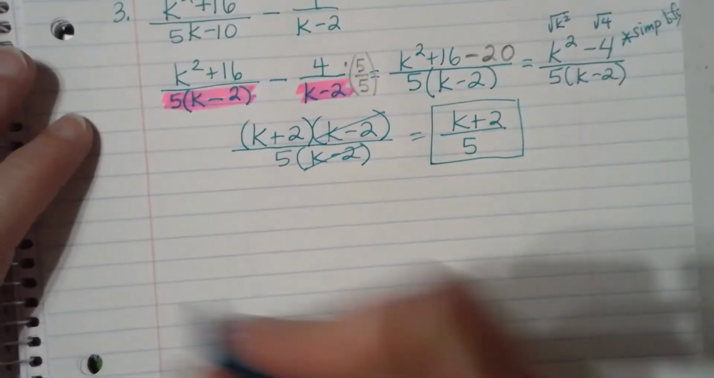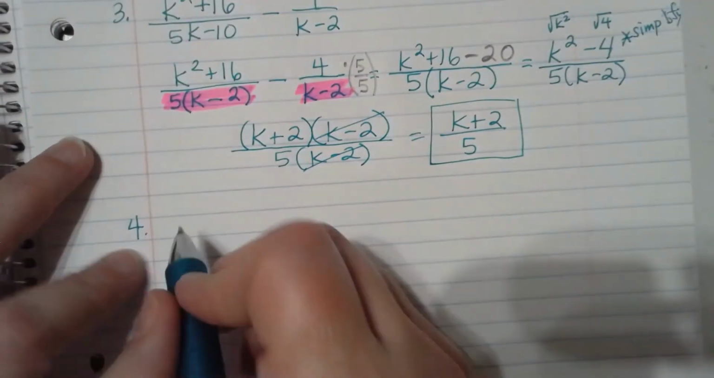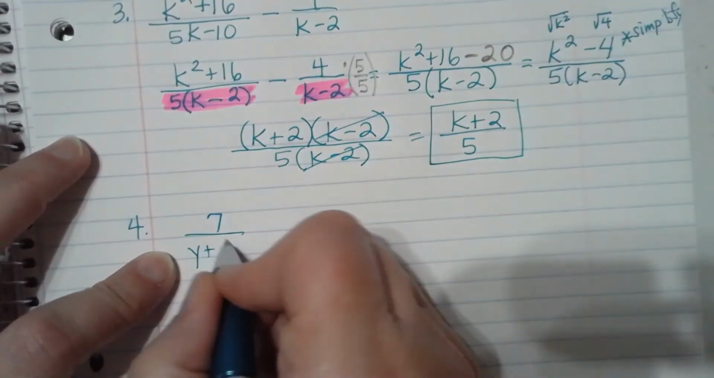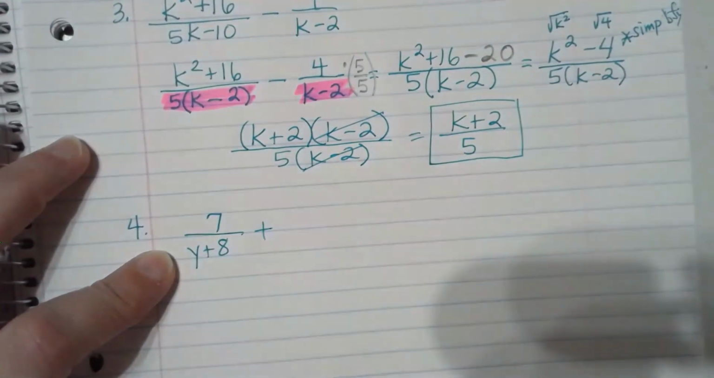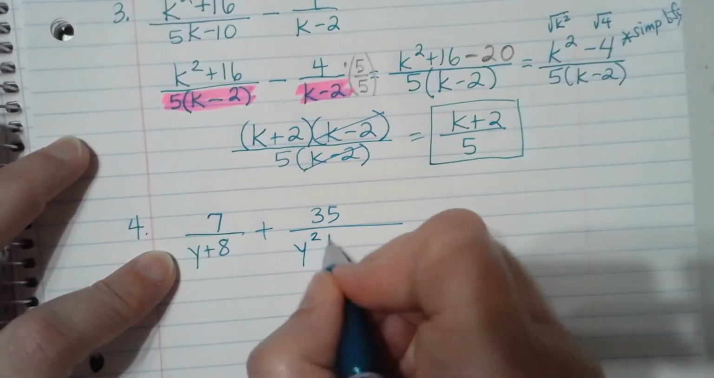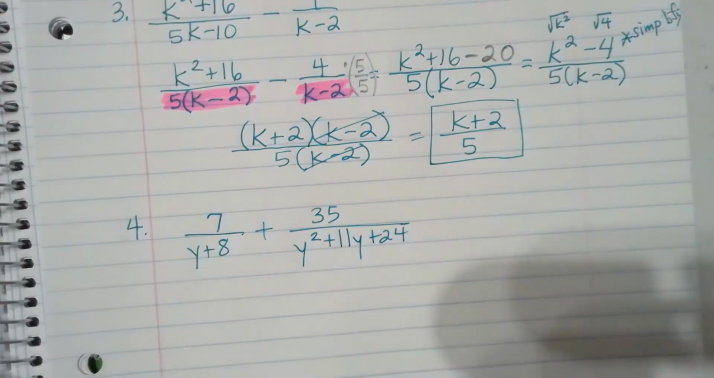All right, a couple more just because this is brand new. It's got a couple extra steps. All right, so this one is going to say 7 over y plus 8 plus 35 over y squared plus 11y plus 24. Okay.